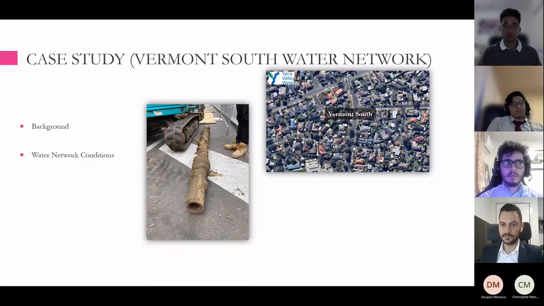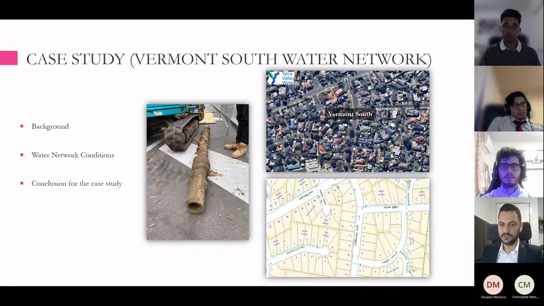Conditions. After broad research on the water network of Vermont South, the conditions of this network are the following. According to the GIS and Dial Before You Dig website, most of the water network was constructed between the years of 1972 to 1973, and few sections were renovated over the years. The pipe material used at that time was cast iron cement lined pipes. Sizes of these pipes vary from 40 millimeters to 225 millimeters in diameter. Small sizes are for the customer distribution and large sizes for the transmission lines.